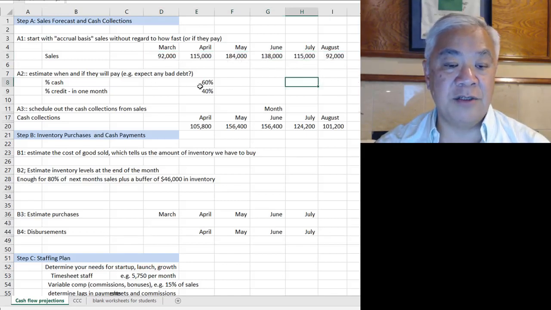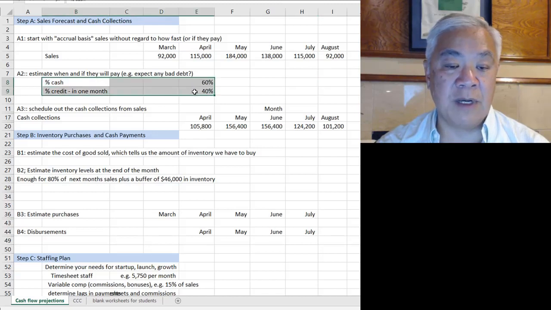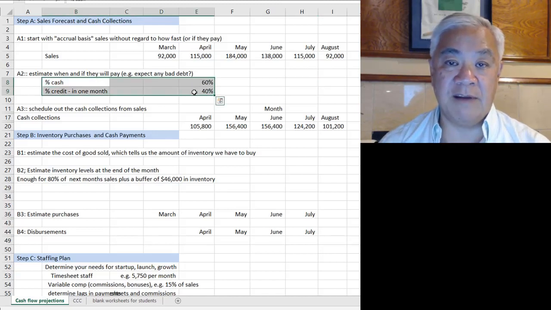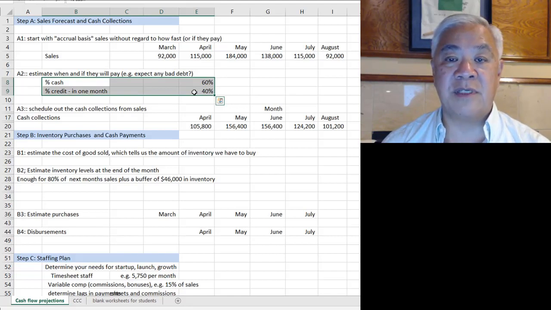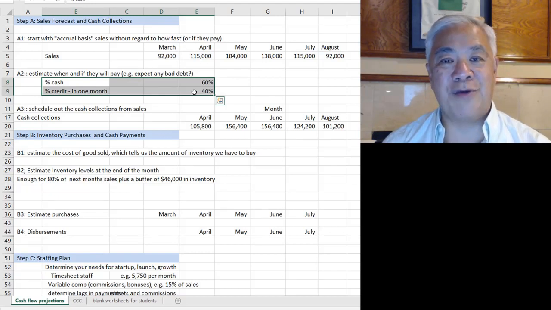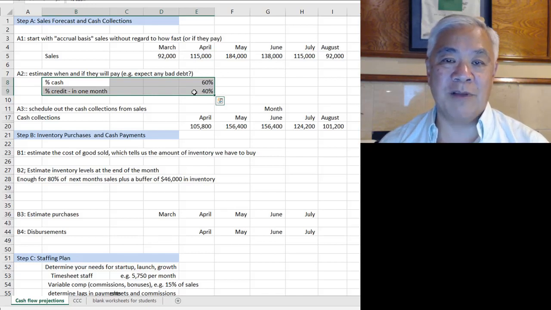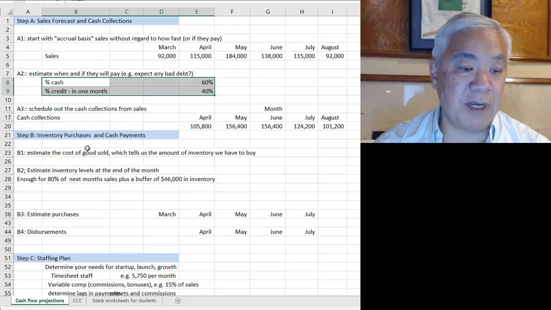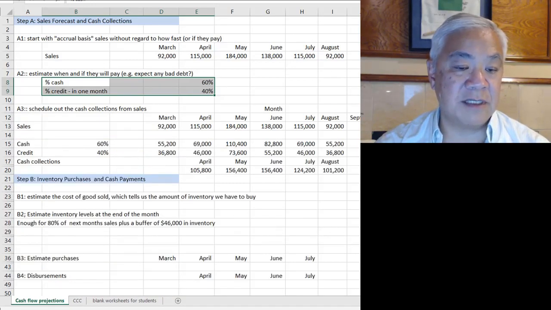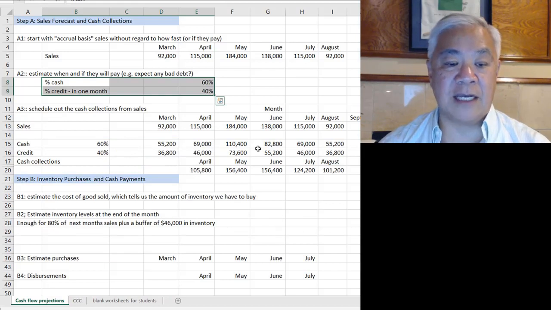Second step, A2, is how quickly will they pay? And we could have different assumptions here. Here is a relatively simple one. We assume that in the month of sale, we get 60% in cash, and the month following sales, we get the other 40%. As you know, often it takes more than 30 days to collect your money. But here, let's assume that everything is resolved in the month of sale or 1 month after. A3, which is the schedule out based on those assumptions, how fast we get cash.